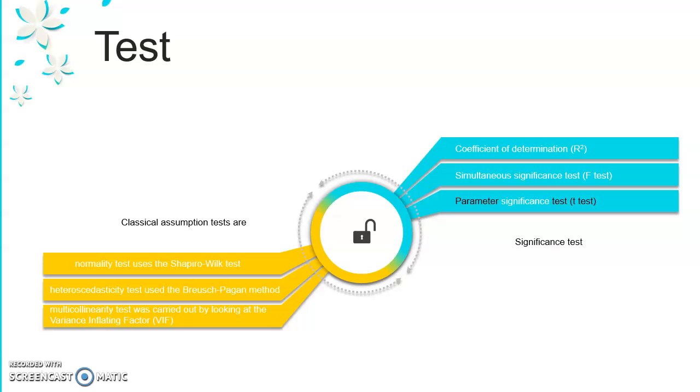The normality test uses the Shapiro-Wilk test. This test is used because of the small sample size, namely 38 regencies. Heteroscedasticity test used the Breusch-Pagan method, and the multicollinearity test was carried out by looking at the variance inflation factor.